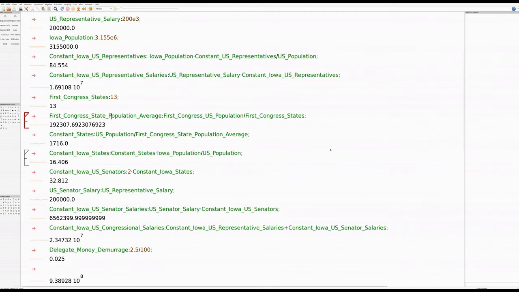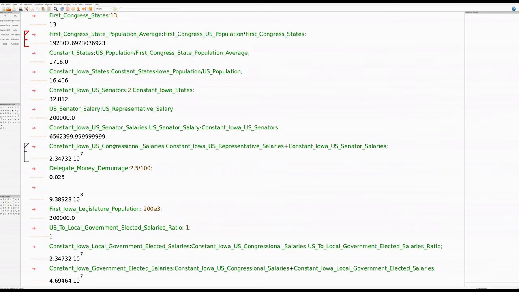So that would give us about 32 senators. Using the senator salary as the same as representatives of 200,000, that would require about 6,500,000. So we're about at $20 million for all the congressional salaries.